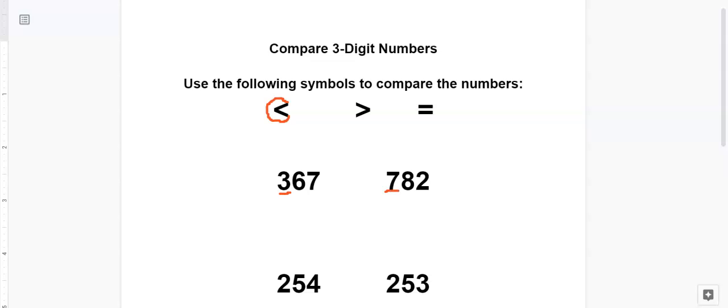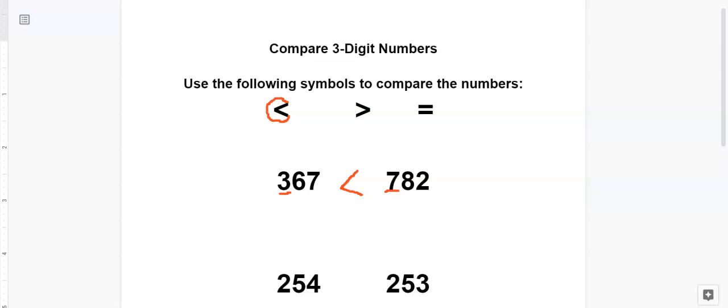Now, it's really easy. We've got a 3 and we have a 7. Which number is the largest? 7 is the largest, so we're going to do the open mouth towards the 7, which means 782 is greater than 367. Whichever number the open mouth is facing is the greater number. And that's it. That's all you have to do.